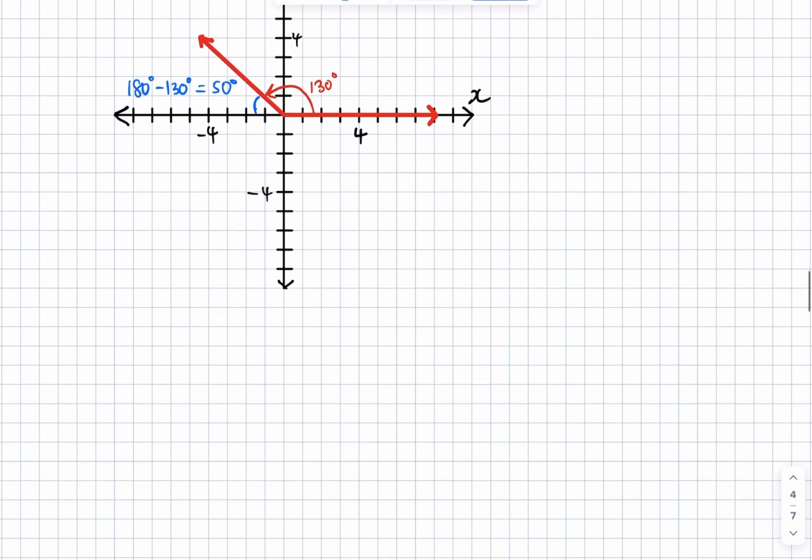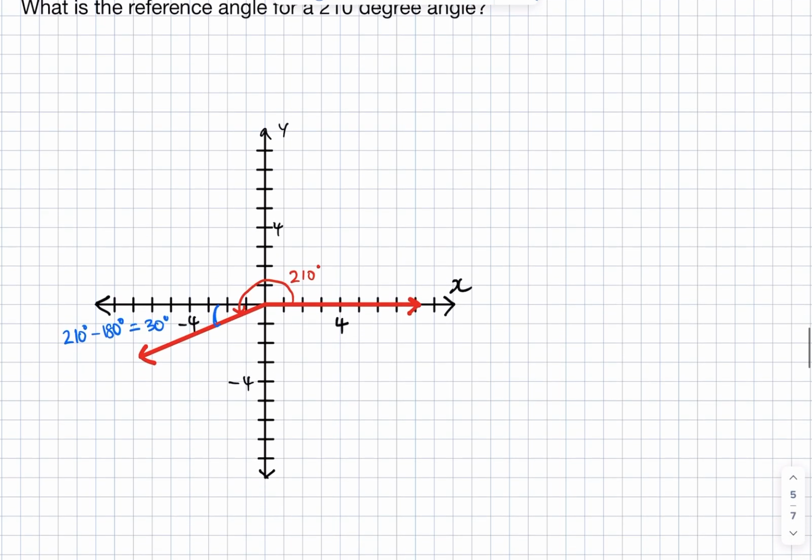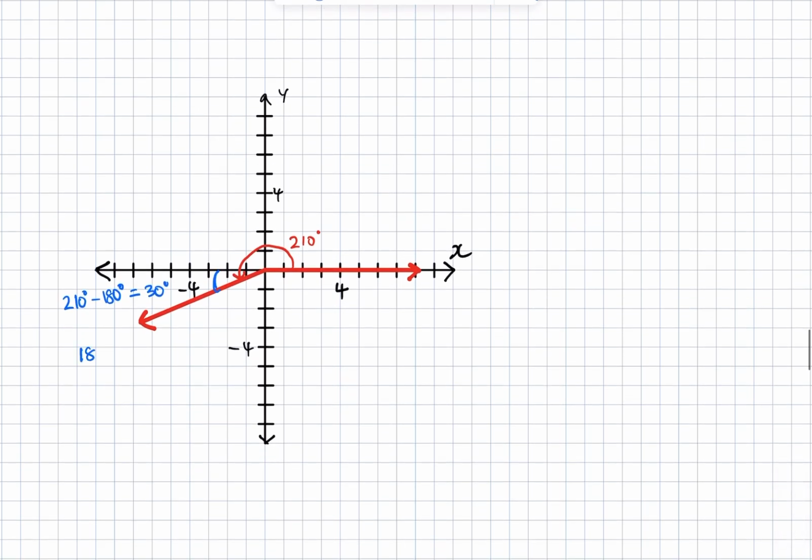So, for example, you could technically go 130 degrees minus 180 degrees, but just remember, you're always going to take the absolute value. So this is going to give you 50 degrees, okay? And then in this case also, you could take 180 degrees and subtract 210 degrees, but remember to take the absolute value, and that's going to give you 30 degrees, okay? So your reference angle is always going to be between 0 and 90 degrees.